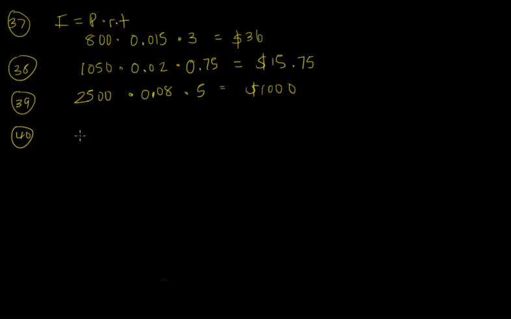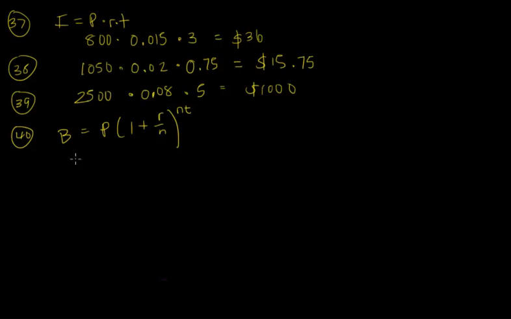This is crazy. All right, so next up, we're looking at compound interest. B equals P parentheses 1 plus R over N raised to the N times T. Alrighty, so number 40. $12,000 at 8% compounded annually for 4 years.